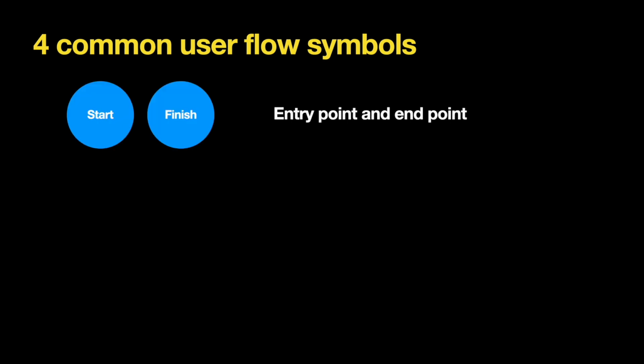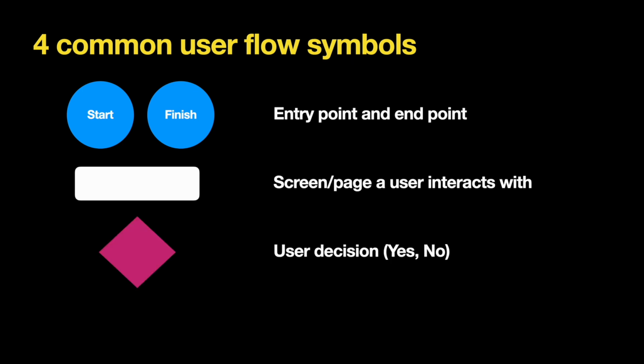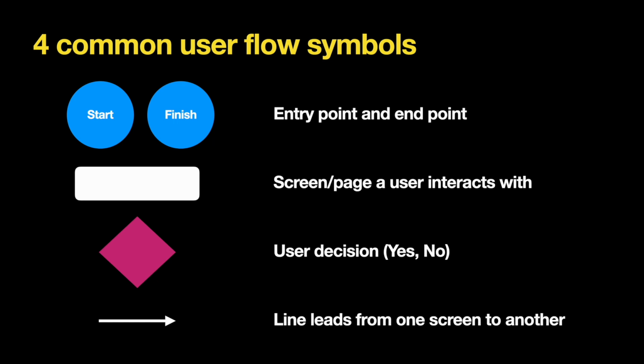User flow diagrams are typically created using the following 4 types of elements. Start and finish. It's recommended to use the oval element to help people to track the start and end of the user flow easily. A rectangle is used to show the current step. It can be a page or a screen that the user sees. Diamond is used to describe the user decision. For example, it can be yes or no choice. And finally, the line leads the user from one screen to another.